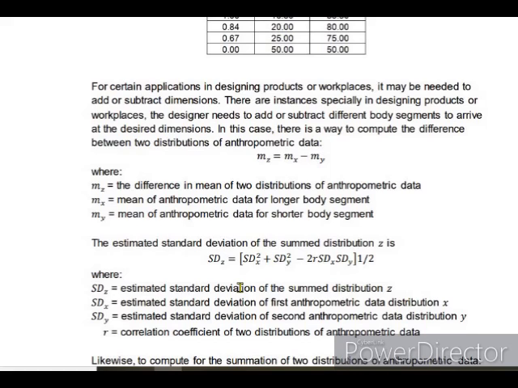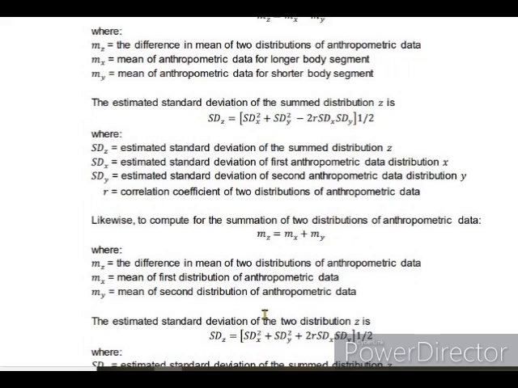Multiply by 1/2. Okay? So where SD sub z is the estimated standard deviation of the sum distribution z. So SDX is the estimated standard deviation of the first anthropometric data distribution. Later we will apply this. SDY is the estimated standard deviation of the second anthropometric data distribution. And R is the correlation coefficient. So we will compute for it of the distributions of anthropometric data.